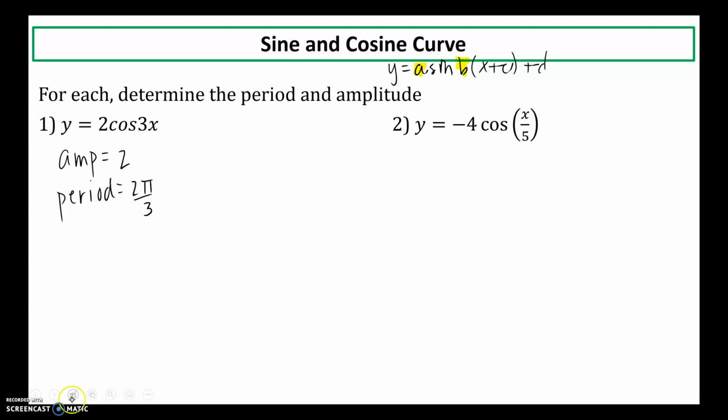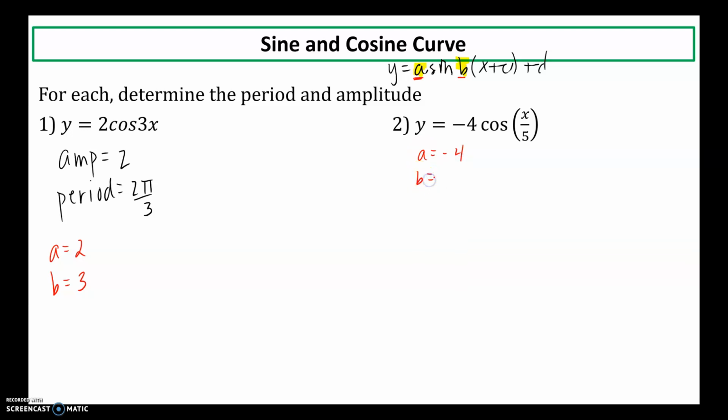Well, where did those things come from? Because my value of A is 2, because A is the first coefficient. It's the coefficient to the trig function. My value of B is 3. Where does B come from? It's the number in front of the x, okay? So number 2, my A value is negative 4.